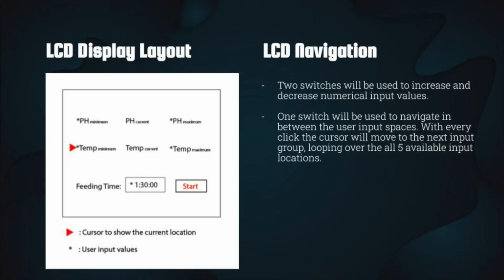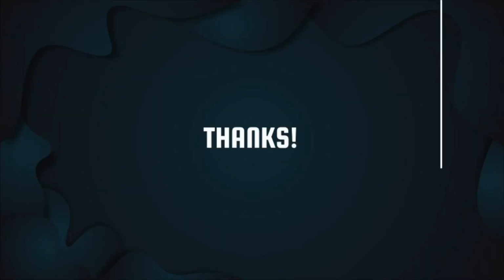The LCD display acts as a visual interface for users. The users can define their own suitable pH values and temperature values. They can also input the feeding time. Now 2 switches will be used to increase and decrease numerical input values, and 1 switch will be used to navigate between the user input spaces. With every click of the switch, the cursor will move to the next input, so it loops over all the available 5 input locations. This is the end of our presentation.